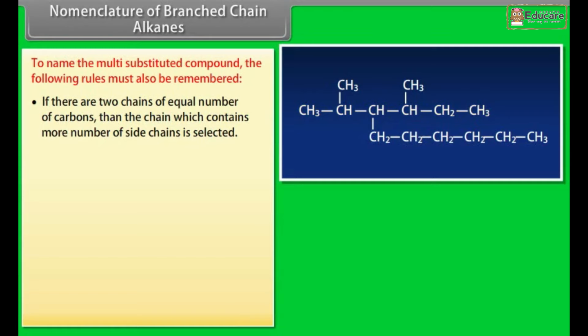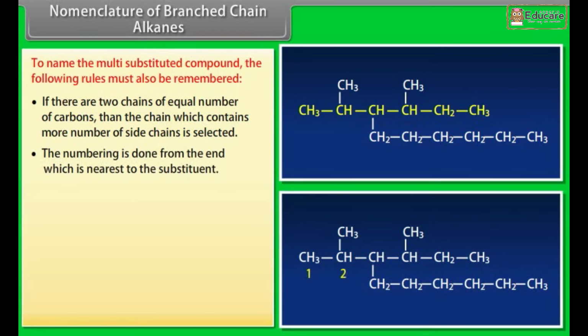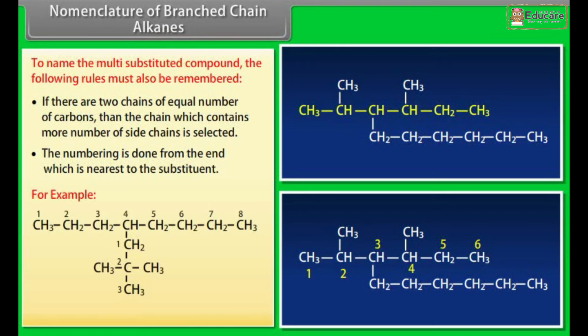If there are two chains of equal number of carbons, then the chain which contains more number of side chains is selected. The numbering is done from the end which is nearest to the substituent. For example, the IUPAC name of the given compound is 4-(2,2-dimethylpropyl)octane.